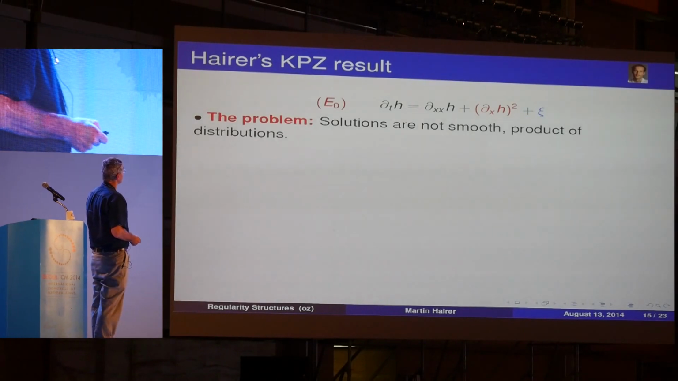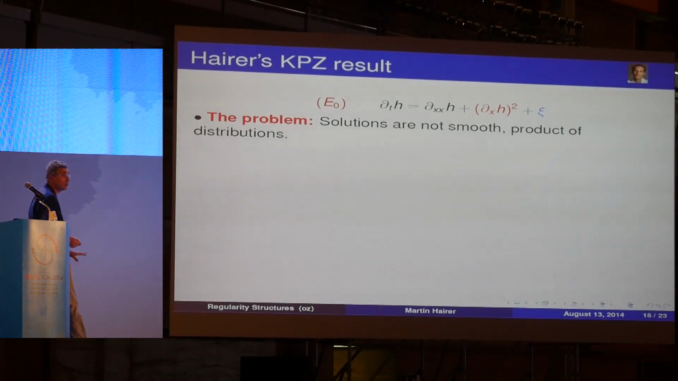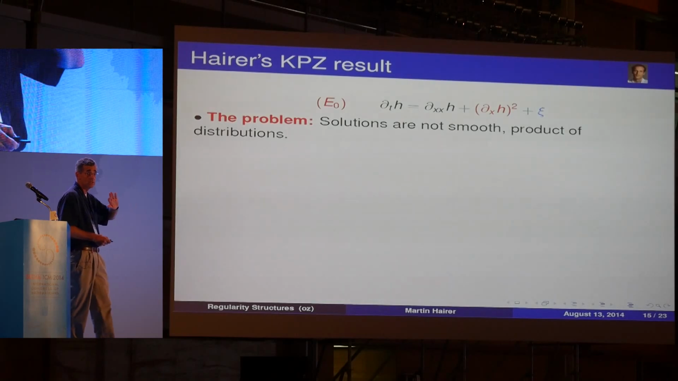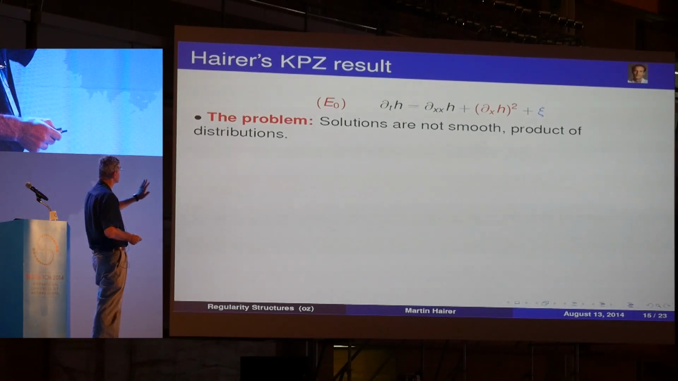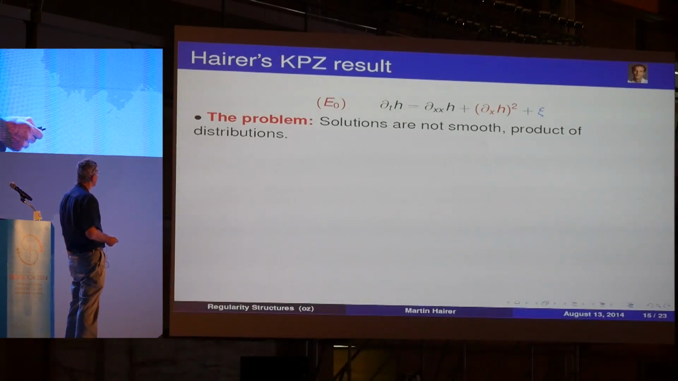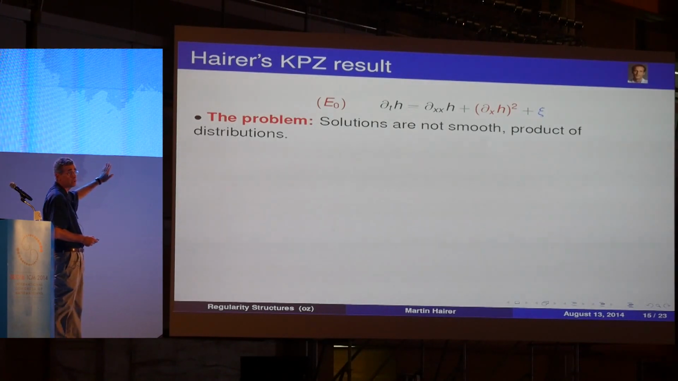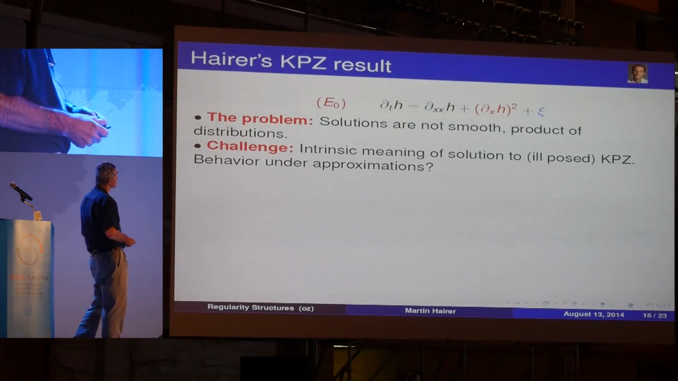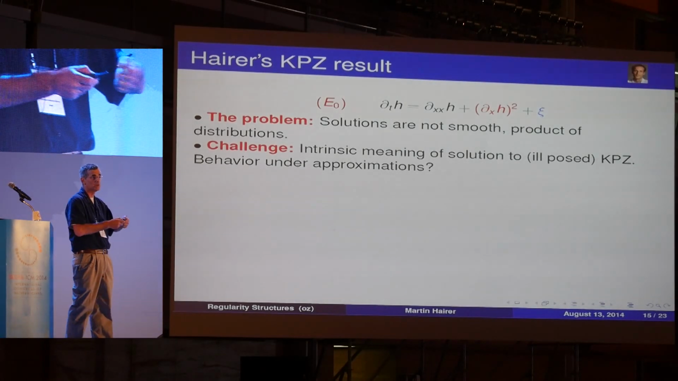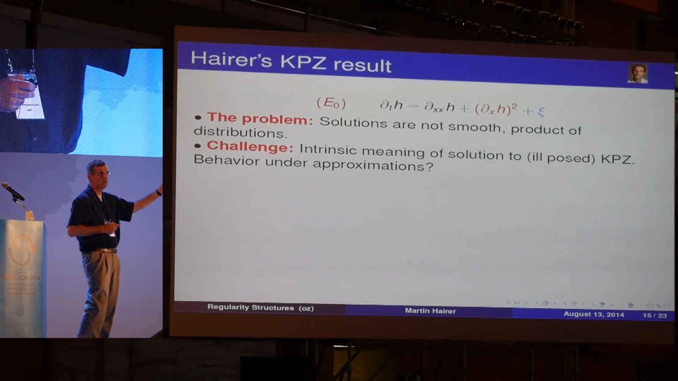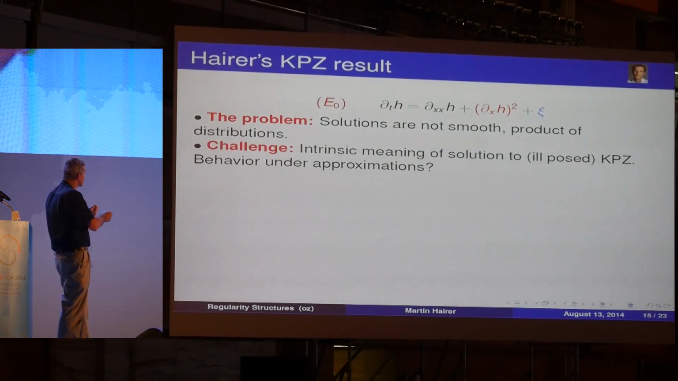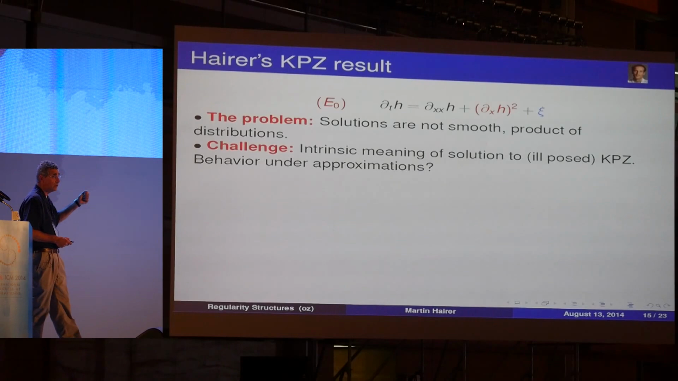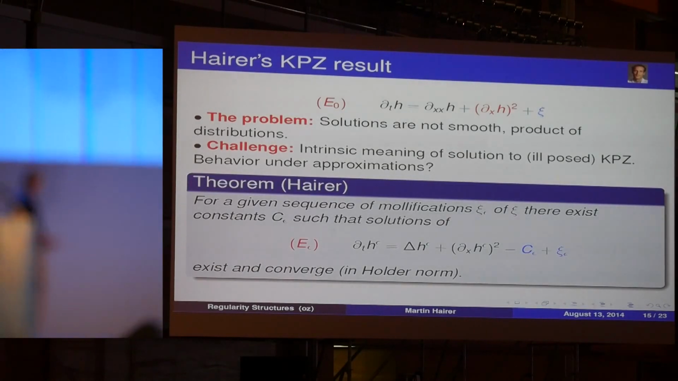So here is a theorem. You start with a KPZ equation, no transformation. This is not the stochastic heat equation, it's just the KPZ as I defined it before. The problem, as I mentioned, is that solutions are not smooth, so you get products of distributions, so how to make sense of that? And the challenge is to give an intrinsic meaning to this equation, not to do a transformation and give an intrinsic meaning to another equation, but just this equation, and to understand how it behaves under approximation.